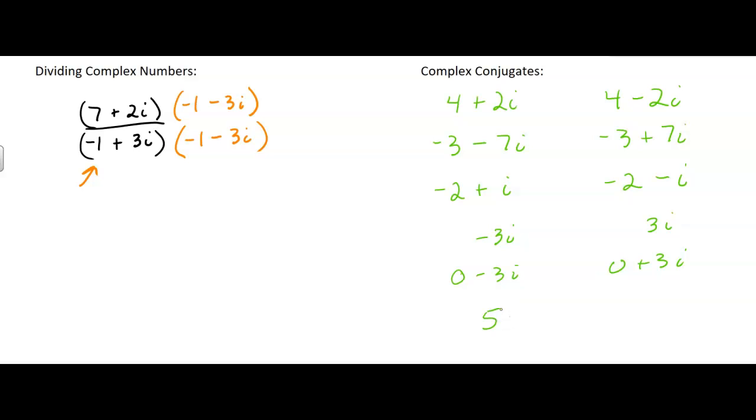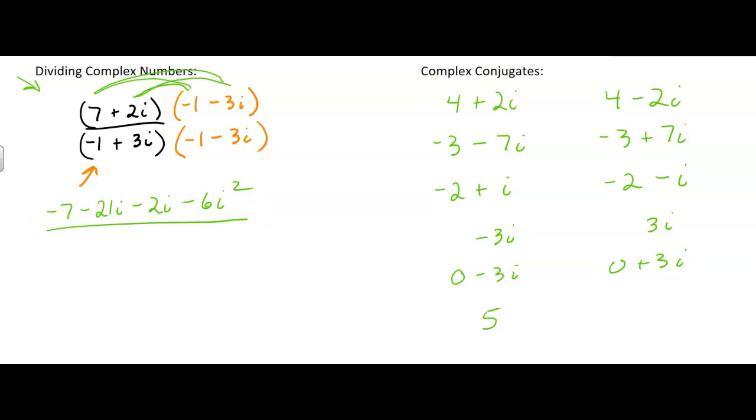Okay, now, you probably want me to do this problem over here. I have another example in the next video, but I'll go ahead and do it. So what we're going to do is multiply. In the numerator, I'm going to go 7 times negative 1, 7 times negative 3i, 2i times negative 1, and 2i times negative 3i, which is going to be negative 6i squared. I'll take care of that in a minute.